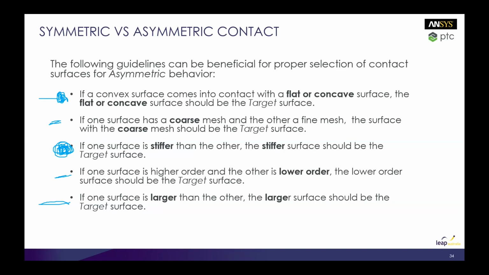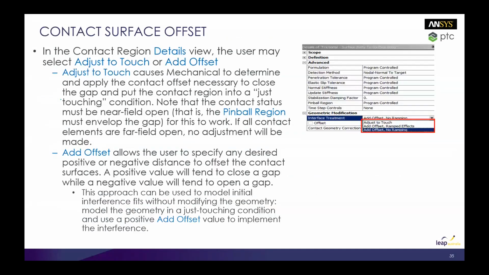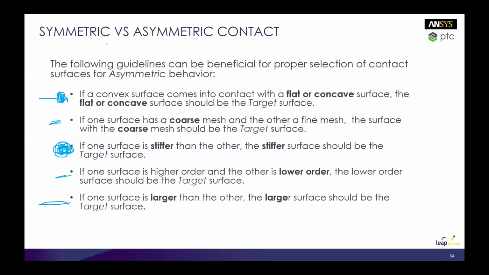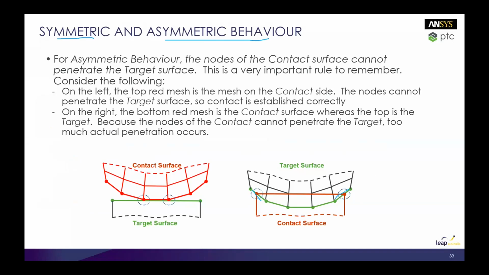Okay, so one of the other things that's sort of not mentioned here is auto-asymmetric. So when the contacts are set up, these are the two bodies. So this is contact pair 1. This is contact pair 2.